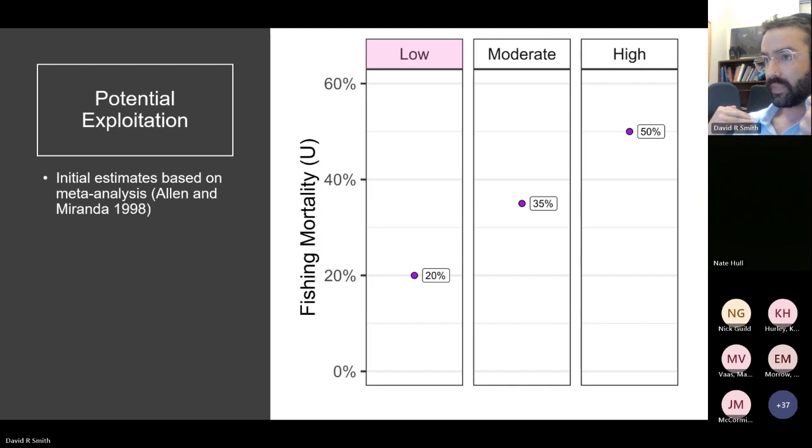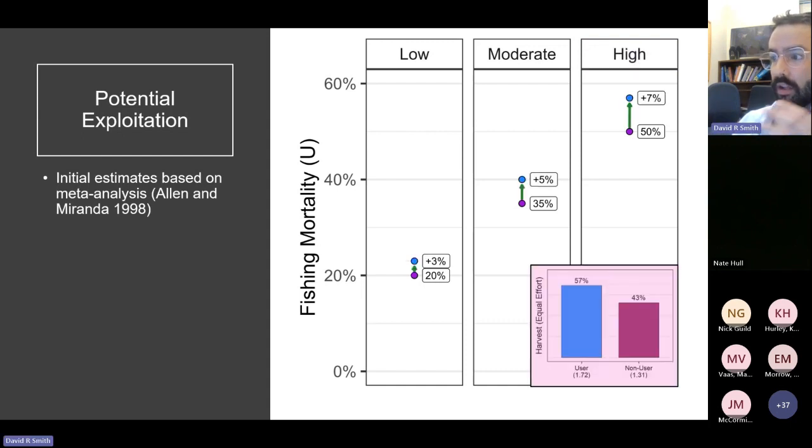So we based our initial estimates of fishing mortality on 3 surrogate levels, roughly based on a meta-analysis conducted by Allen and Miranda that combined 18 different crappie exploitation studies, and we ranged it from low fishing mortality of 20% to high fishing mortality of 50%. Now that sounds really high, but crappie fisheries are extremely harvest oriented, and the mean from that meta-analysis was a fishing mortality of 48%. So we've seen evidence of fishing mortality estimates for crappie fisheries reaching a lot higher than 50%, which puts these in perspective as conservative measures of fishing mortality.